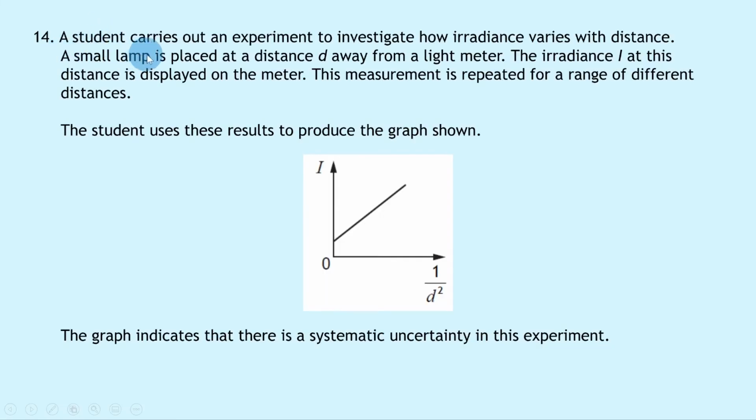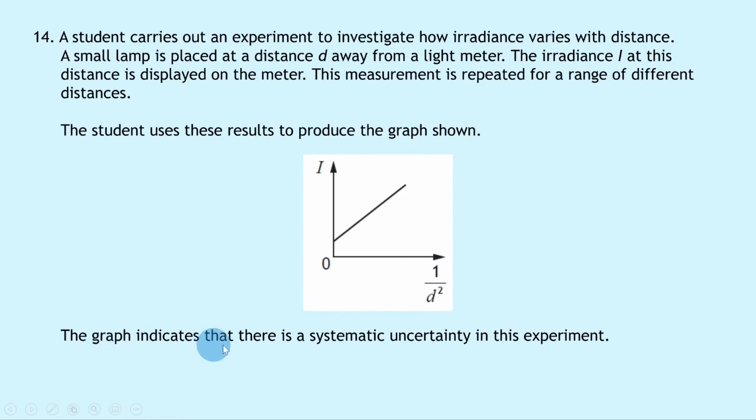Question 14 says a student carries out an experiment to investigate how irradiance varies with distance. A small lamp is placed at a distance d away from a light meter. The irradiance I at this distance is displayed on the meter. This measurement is repeated for a range of different distances. The student uses these results to produce the graph shown. So we've got irradiance on the y-axis against 1 over distance squared on the x-axis.